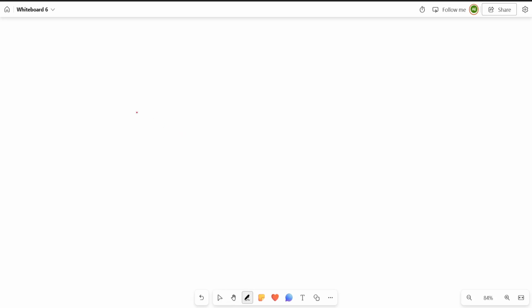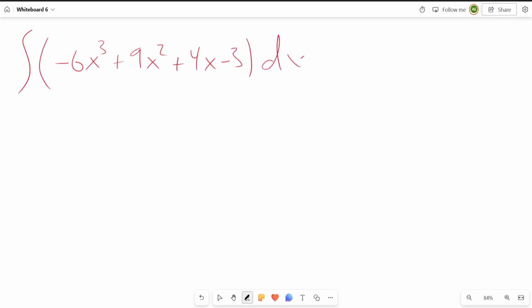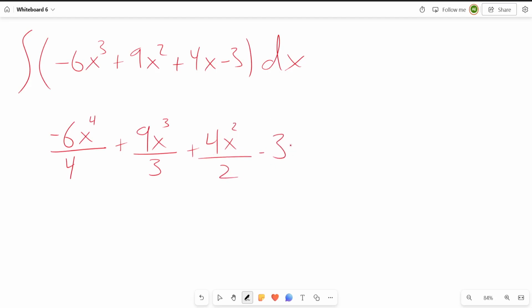Let's take another example. Let's say we have the integration of negative 6x cubed plus 9x squared plus 4x minus 3 dx. Again, this is going to be negative 6x, 3 plus 1 is 4, over the new power, which is 4, plus 9x, 2 plus 1 is 3, and we divide by the new power, which is 3, plus 4x, 1 plus 1 is 2, over the new power, and then we know that minus 3 is going to be minus 3x, and we never forget the c.